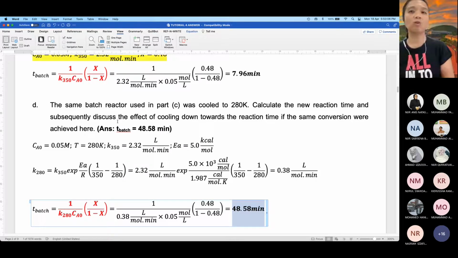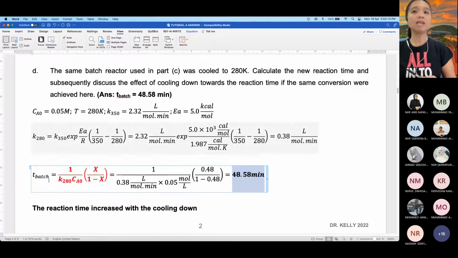So apa kita boleh conclude? Kita boleh conclude, when I lower down temperature, the reaction time will be longer. Okay, so the reaction time increase with cooling down. Sebab tu kamu realize kenapa certain reaction we will use high temperature. So kenapa kita guna high temperature? Sebab high temperature value K akan meningkat, reaction time akan menjadi lebih singkat.